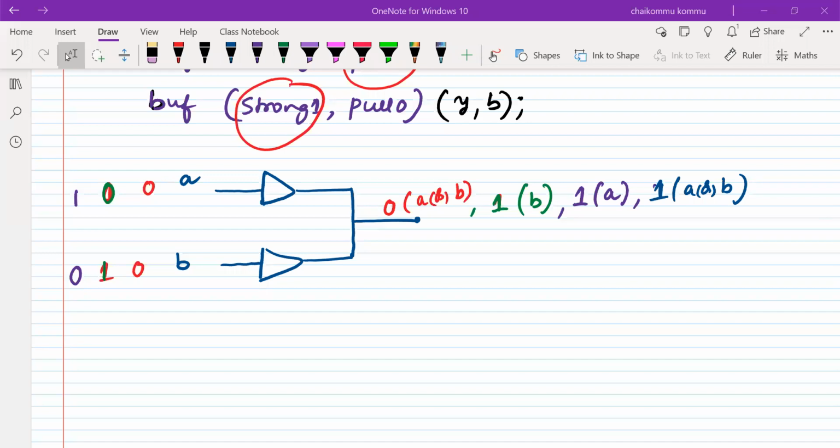Sir, I think the signal contention problem is now cleared with this example. Okay.